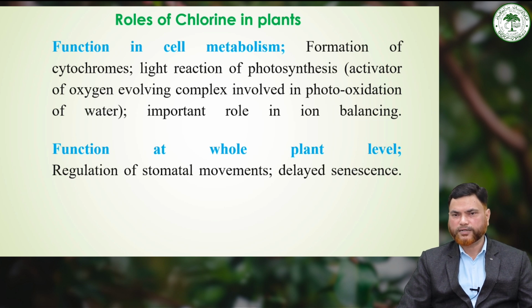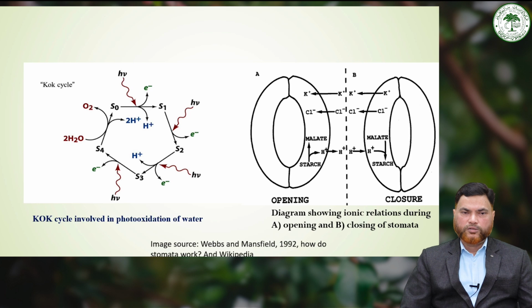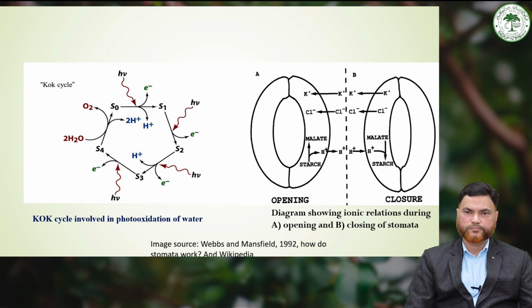Recall that in the light reaction of photosynthesis, chloride acts in a very important role in the photolysis of water. So chlorine is generally very essential for plant nutrition, and is required by plants in very small quantities for optimal growth and development.